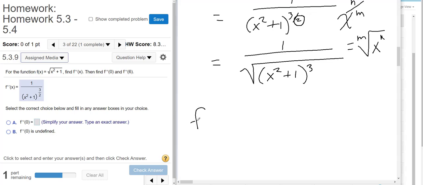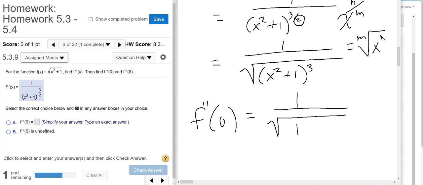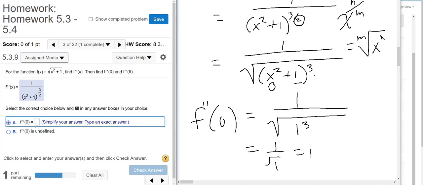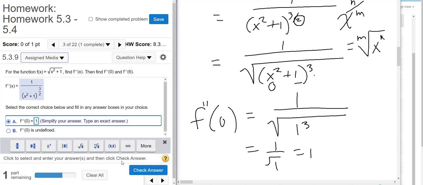I need to find f double prime of 0, so that's 1 over the square root of 1 cubed. Look, if that's a 0, that's going to be a 1 cubed. That's 1 over the square root of 1. That's going to be 1. Answer here is 1.